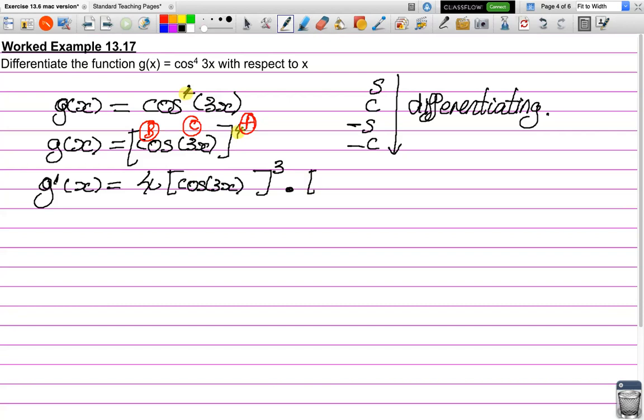Multiply by. We're now focusing on the priority B function, and the priority B function is a cos function. And when we differentiate a cos function, we get minus sine. So we now know that this cos is becoming a minus sine. The only thing that changes is the B part. What's in brackets remains once again unchanged.